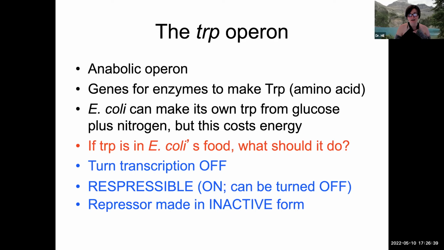What makes it hard to remember is that whatever the repressor is doing is the opposite of what transcription is doing, right? If we want transcription to happen, we have to have a lazy repressor. If we want transcription to stop, we have to have a functional repressor.